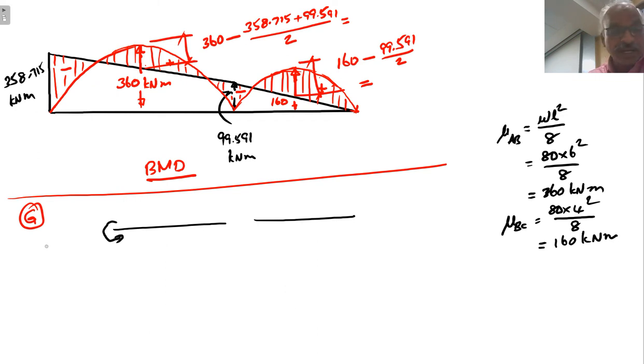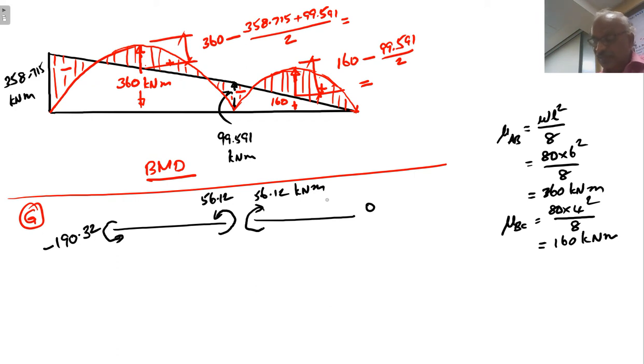So here it is minus 190.32, so that you can also check it up. And this value is also minus 56.12. And this value is plus 56.12, and this is 0. 56.12 kilonewton meter. Therefore, this will cause tension at the top. This will cause tension at the bottom. This will also cause tension at the bottom.